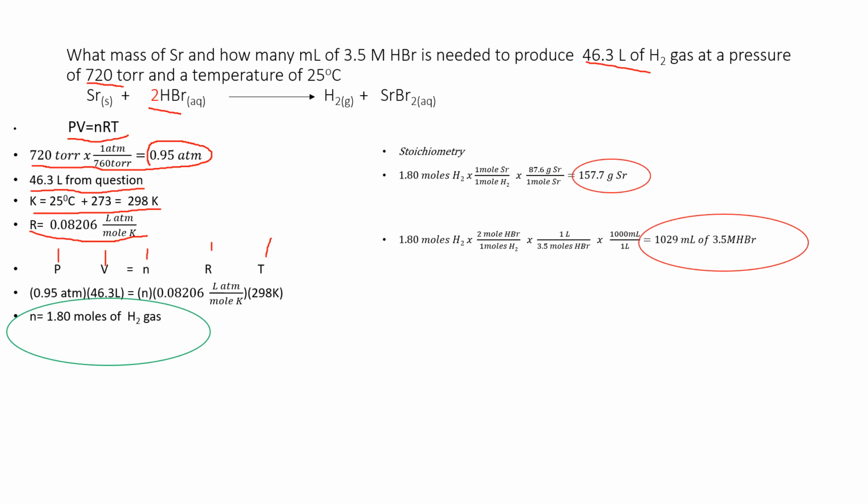So in order to solve this, you have to do some algebraic simplification and isolation. You've got to isolate the variable, which is N. So in order to do that, you'd multiply the pressure and the volume together, and then you would divide by R and divide by T in order to get the N by itself. When you've done those algebraic steps, you'll see that you'll get 1.80 moles of that H2 gas.